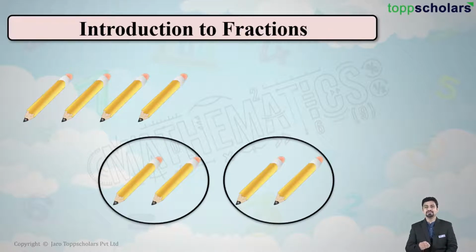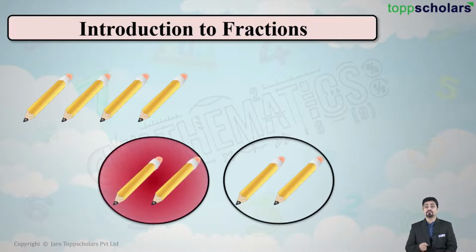Why did we split it in 2? Because the denominator was 2. The fraction was 1 upon 2. That is 1 out of 2. So from the 2 groups, we select one group to get the fraction 1 upon 2.